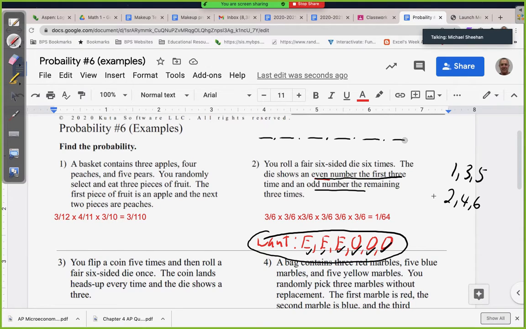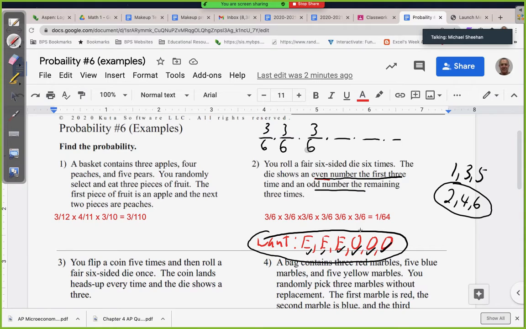And if I want to get an even number, I've got a 3 out of 6 chance of rolling an even number. 3 out of 6 the first time. And now I want to get an even number the second time. Well, there's still 3 even numbers, and there's still 6 things I can roll the second time. Now I want to get an even number the third time. There's still 3 even numbers, and there's still 6 numbers on the dice.